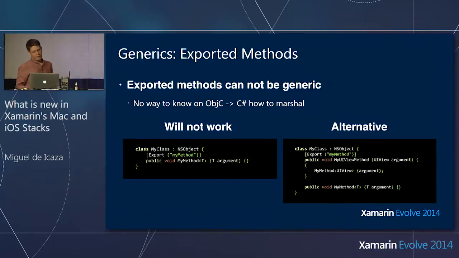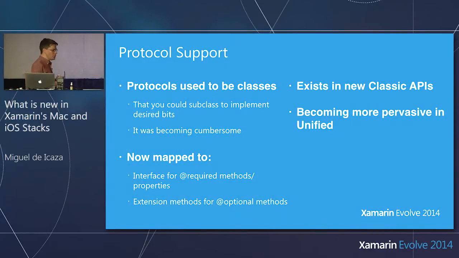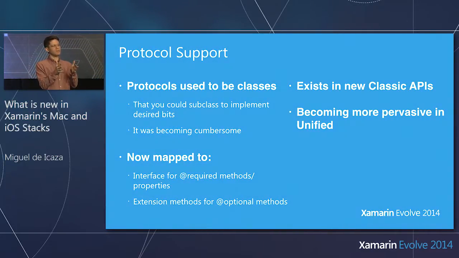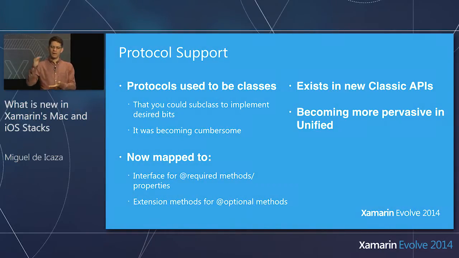All right, so now let's talk about protocol support. So the way that we implemented protocols, the mapping between the .NET world and the Objective-C world in the Xamarin products, is that we turned protocols into classes, right? And the problem is we couldn't really use interfaces because interfaces require all members of the interface to be implemented, right? And Objective-C has this notion of protocols which are kind of like interfaces. There's a mandatory part and there's an optional part. So we can do the mandatory just fine, but the optional is problematic.